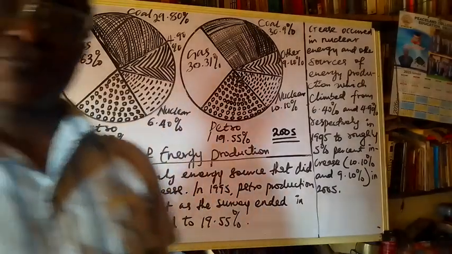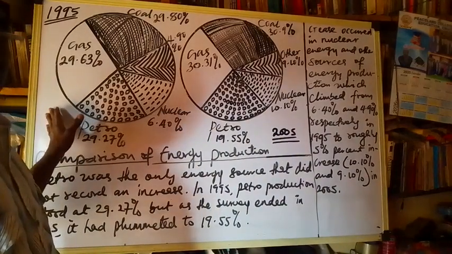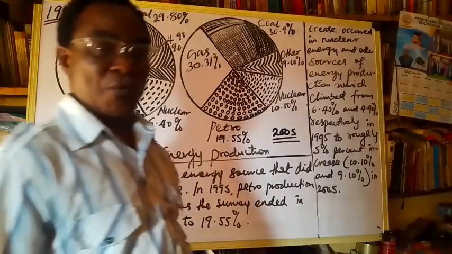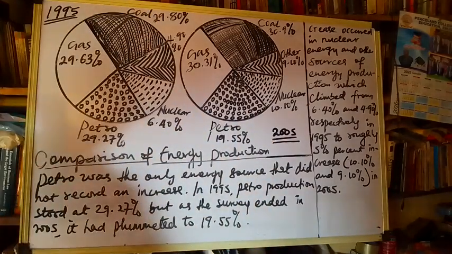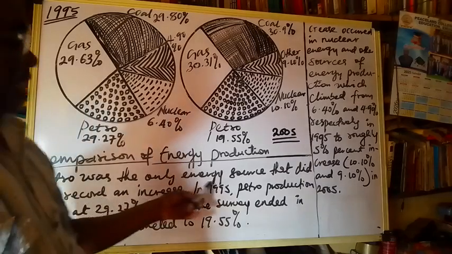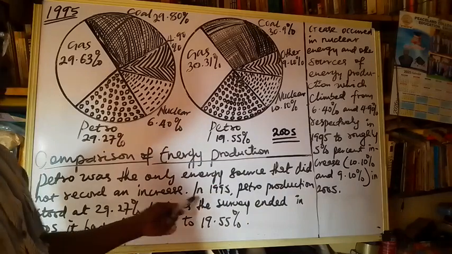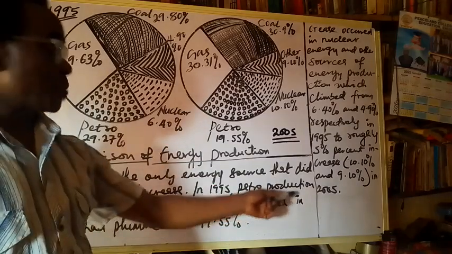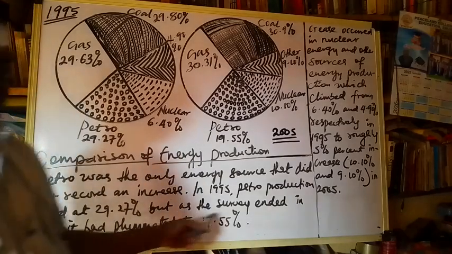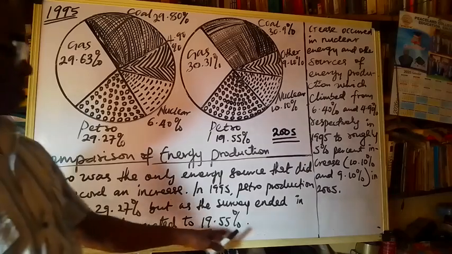So this paragraph on petrol, the only source of energy that didn't experience any kind of increase, but instead experienced a low. With that paragraph, we bring our written analysis to an end. It says petrol was the only energy source that did not record an increase. In 1995, petrol production stood at 29.27%, but as the survey ended in 2005, it had plummeted to 19.55%.